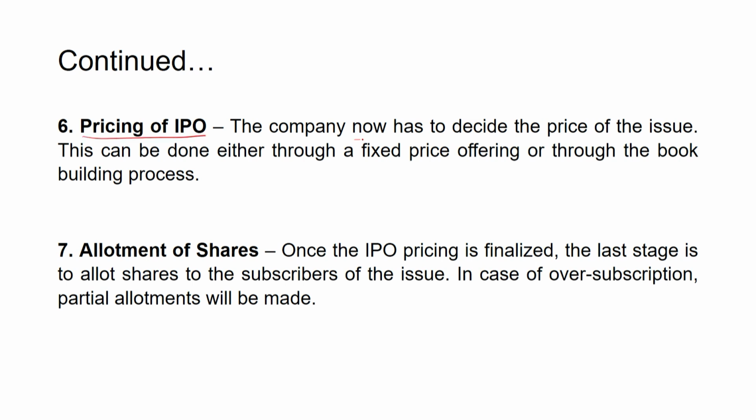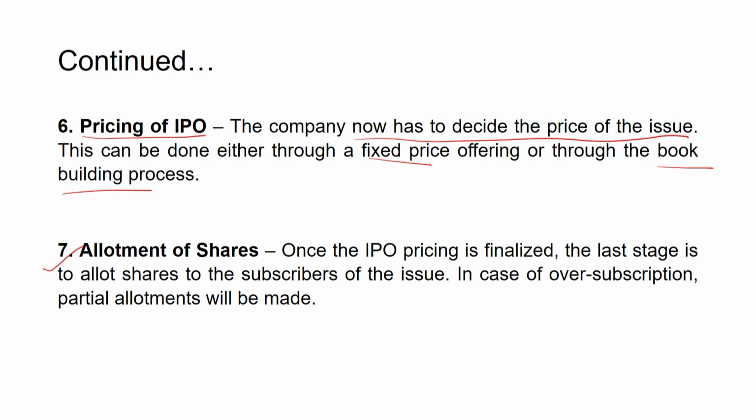Then the next procedure is pricing. Pricing of the IPO is done. The company now has to decide the price of the issue. This can be done either through the fixed price method that we have discussed or through the book building process. Either of the methods can be chosen by the company depending on their condition.